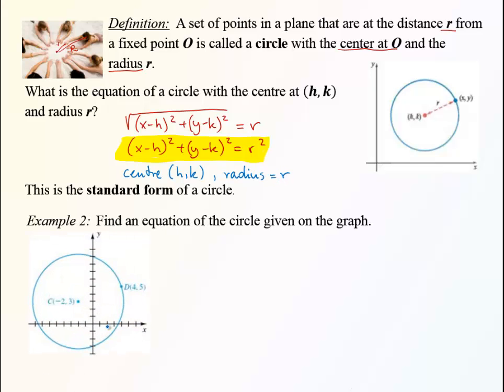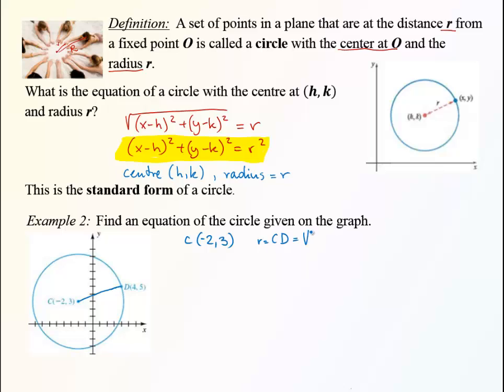Here we have an example of how to find an equation of a circle if we have a graph given. Well, from this graph we can easily read the center. The center has coordinates (-2, 3), so we have the h and k. And the radius is from the center to some point on the circle. We have this point D given, so we can find out the distance CD. This will be our radius.